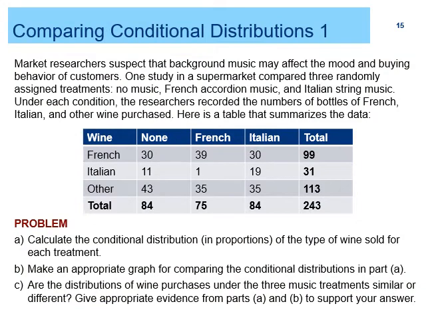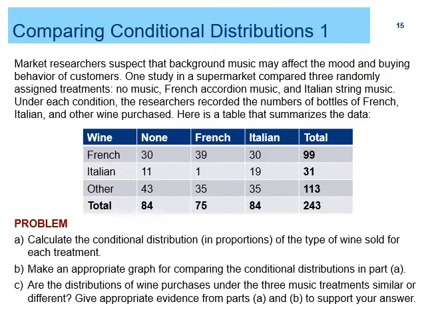Here is one more example. Market researchers suspect that background music may affect the mood and buying behavior of customers. One study in a supermarket compared 3 randomly assigned treatments: no music, French music, and Italian music. Under each condition, the researchers recorded the number of bottles of French, Italian, and other wine purchased. Here's the table that summarizes the data.